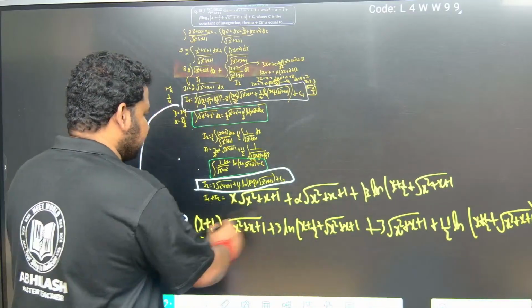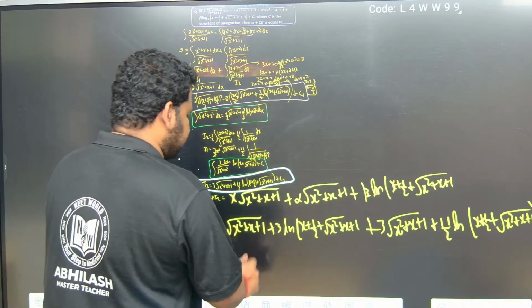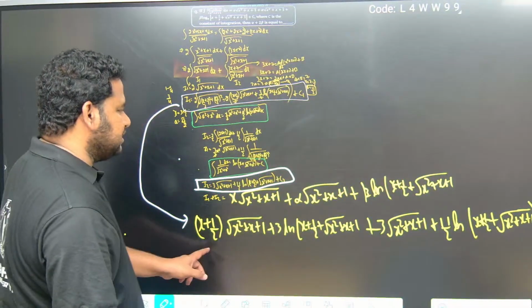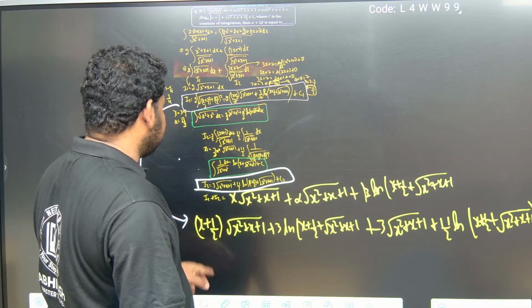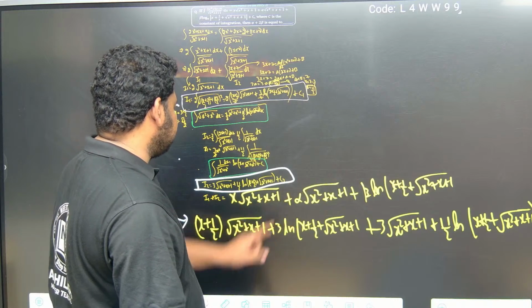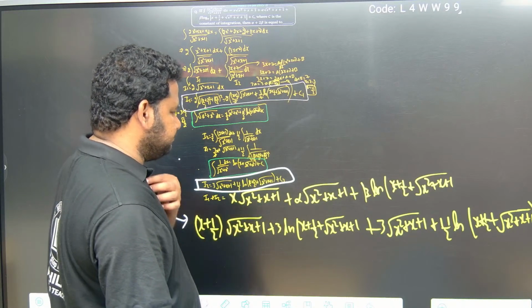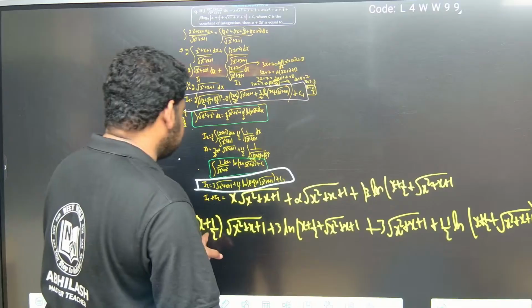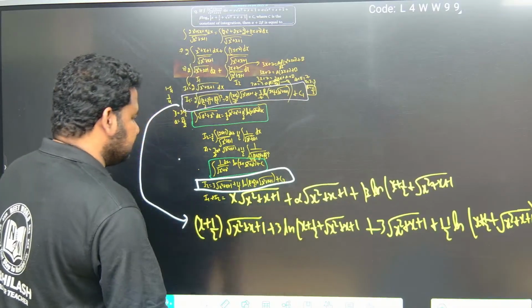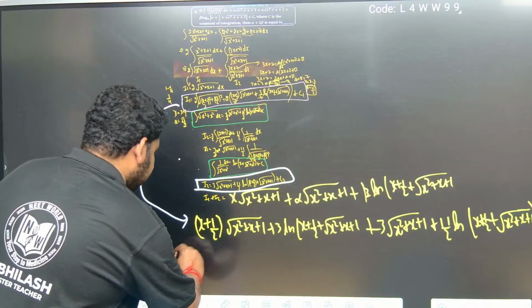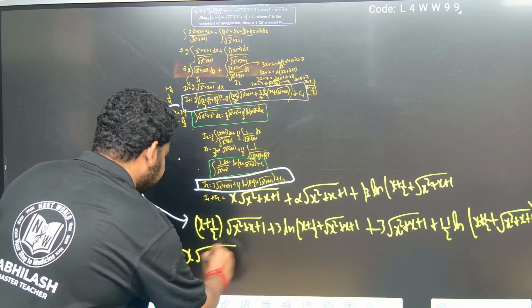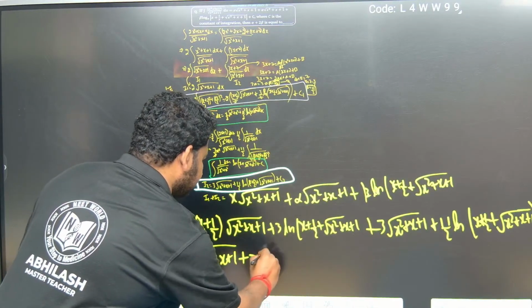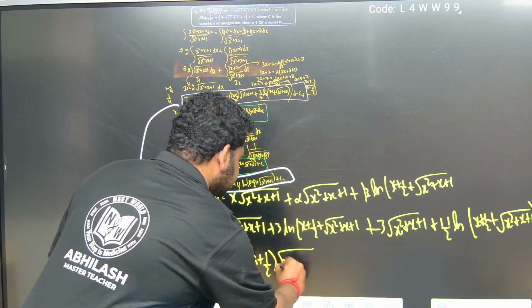Now if I compare this one and this one, what should I take common? Let me take x square plus x plus 1 common. If I take x square plus x plus 1 common, I will get x times square root of x square plus x plus 1, plus 3 plus 1 by 2 into x square plus x plus 1.